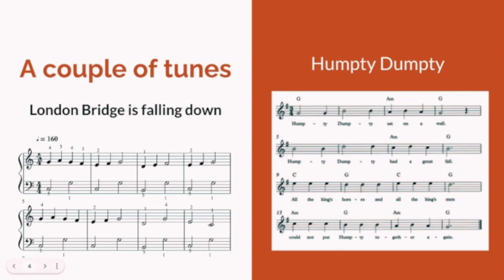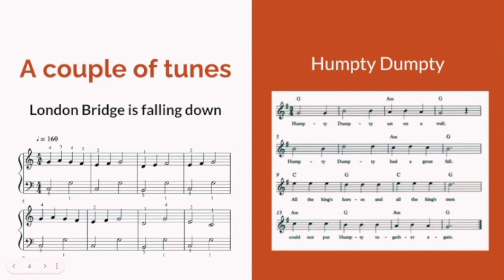So what does that mean? That means every bar gets a count of 4. So as we're playing, we're counting 4 beats in every bar. We're going 1, 2, 3, 4, 1, 2, 3, 4, and so on until we get to the end of the piece of music.